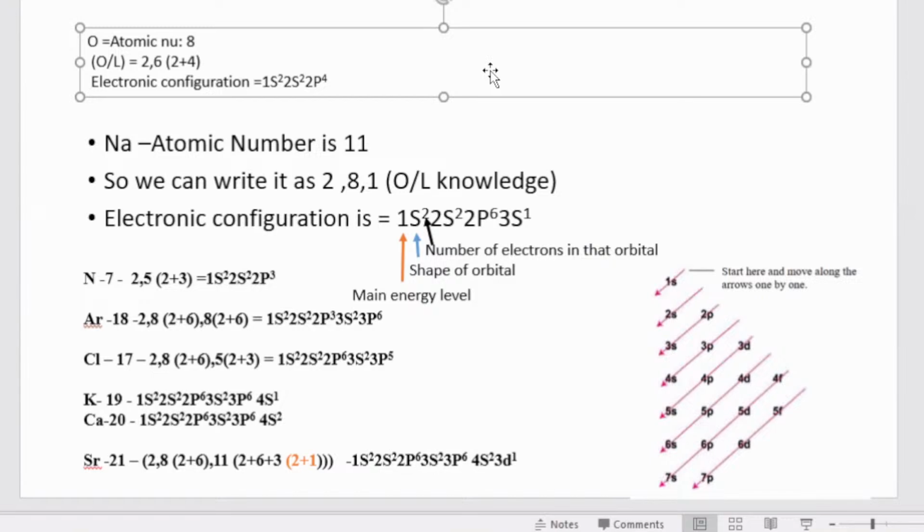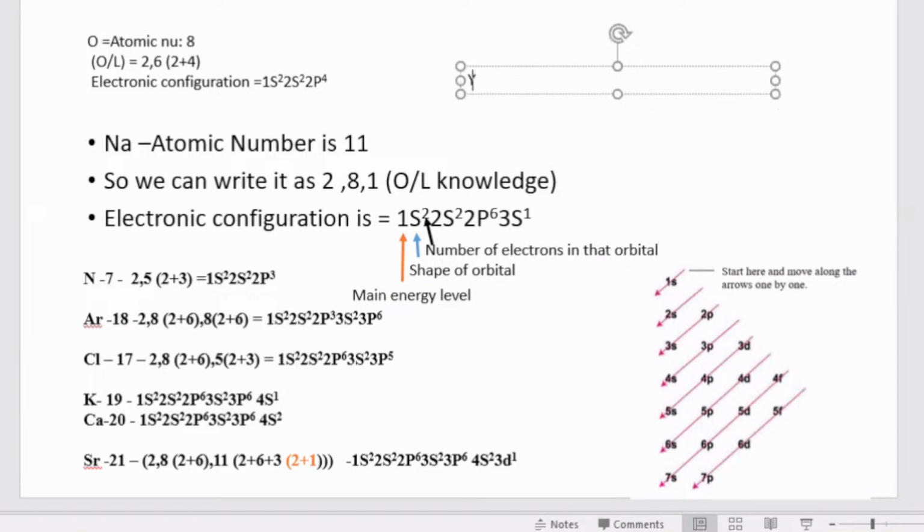Yttrium is 39. You need to write it like this. I'll write it for you. Yttrium, it's 39. You can write it as 1s2, 2s2, 2p6, then 3s2, 3p6. Make the arrangement.